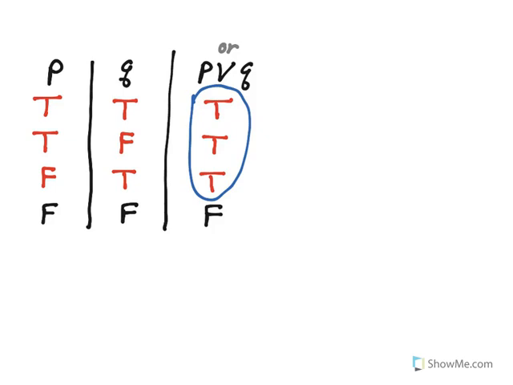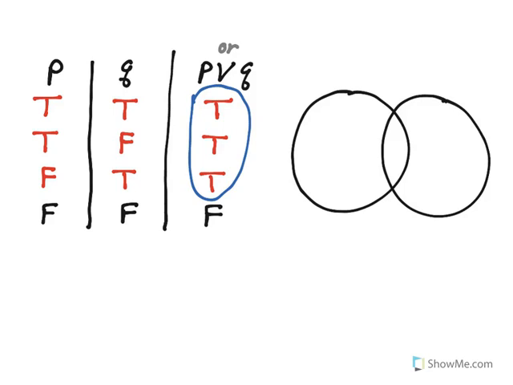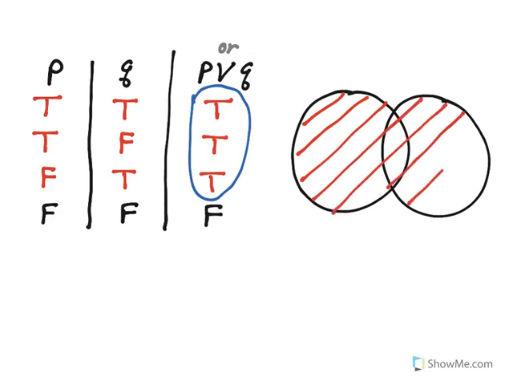And if you draw this using a Venn diagram, this represents a union, which means all of the elements in both sets. So really, you would just be shading in everything in both circles. All right? And that's so important.